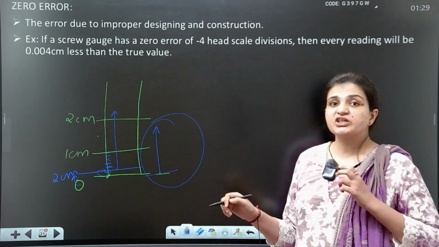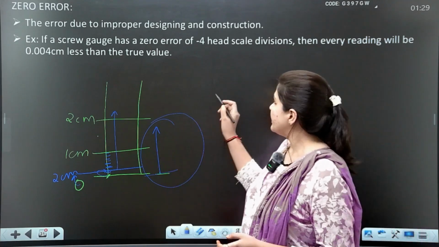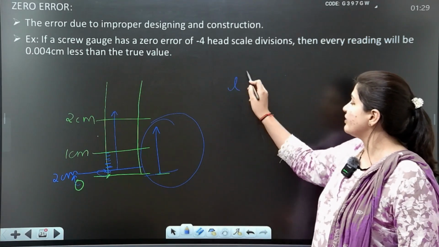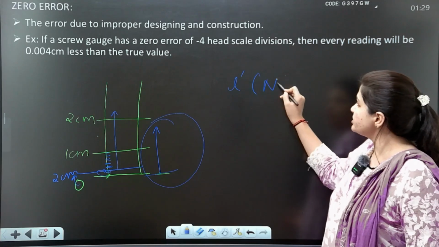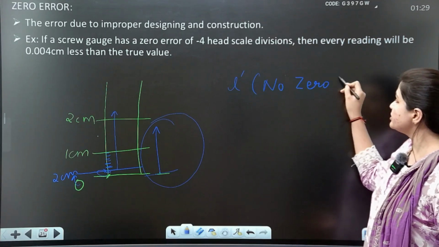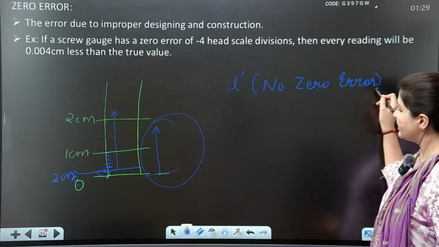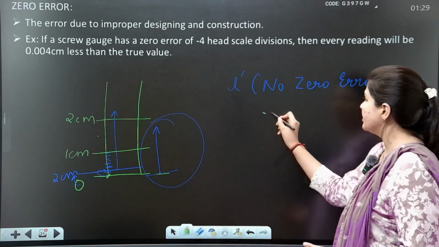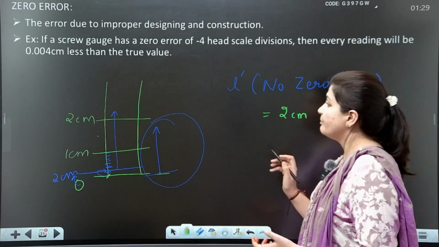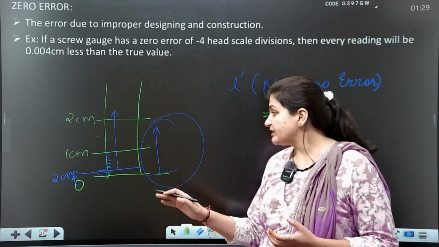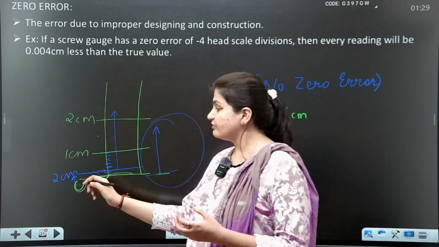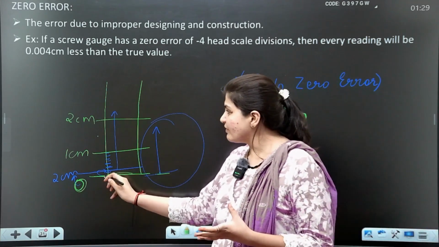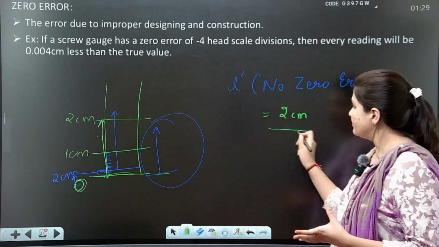So if we are measuring the length of a wire, previously, when there was no zero error, let's consider the length of the wire was 2 centimeter. When the instrument was new, there was no error in it, so we were reading from the value 0, and the value was coming out to be 2 centimeter.